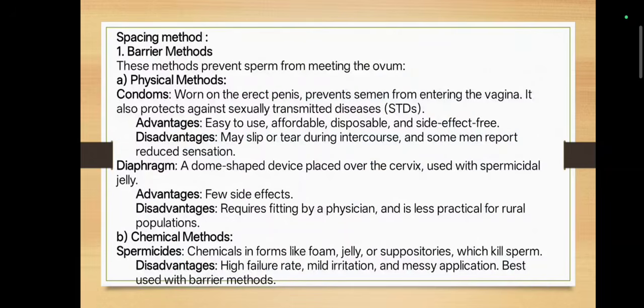Spacing methods. Spacing methods include barrier methods such as physical methods like condoms and diaphragms, and chemical methods like spermicides, including chemicals in the form of foam, jelly or suppositories which kill sperm.